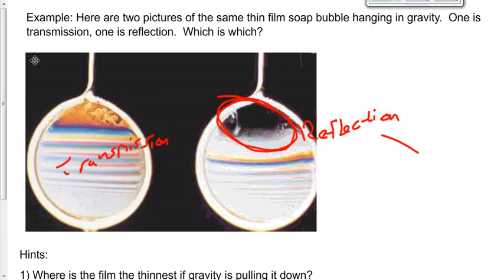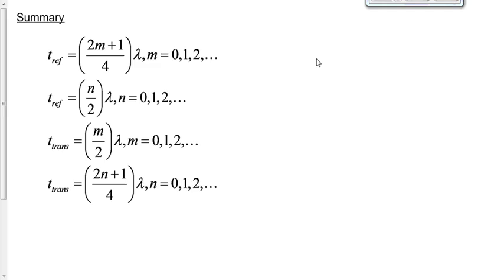All right, so let's summarize what we just got. Here are our four expressions for how thick a film needs to be in order to get a dark or bright spot. The M I'm using for maxima, just like I did for diffraction gratings and Young's double slit. And I'm going to be using N for minima or dark spots. So for reflection, it's these two. For transmission, it's these two.